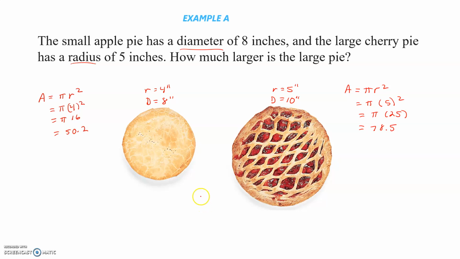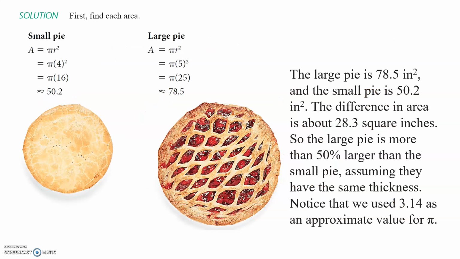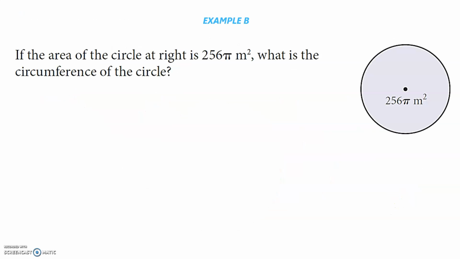So how much larger is the large pie? The large pie was 78.5. If I subtract the small pie of 50.2, I get 28.3, and these are in inches, and it's area, so it'd be square inches. So that is the first example. And here it is worked out again. Okay, here's the next one.